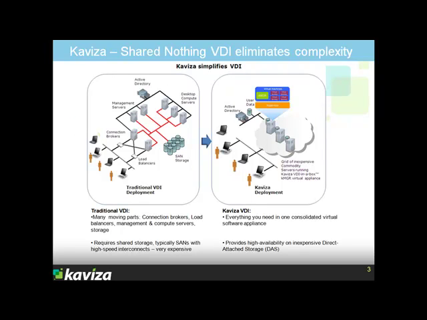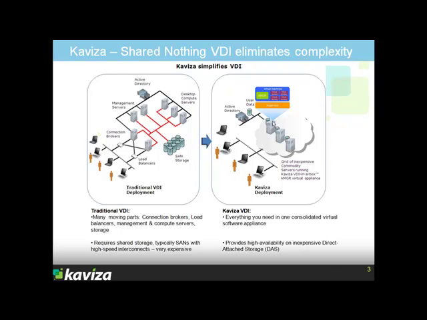On the left-hand side, we have a traditional VDI deployment with a typical architecture. On the right-hand side, we have the solution from Kaviza. As you can see, the traditional approach has servers that run the desktops, but in addition, they have servers for management components. They have high-speed interconnects connected to some sort of shared storage, typically a SAN. And all of these moving parts lead to cost and complexity.